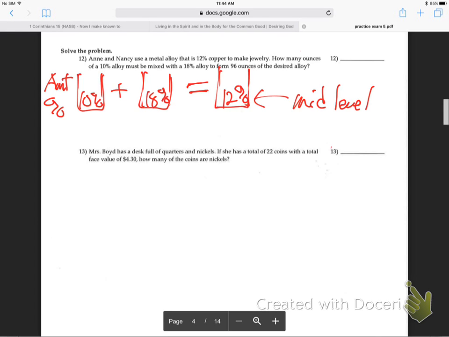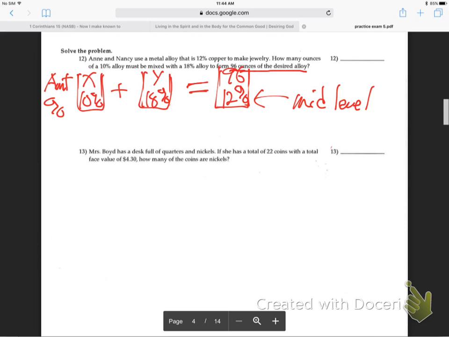Now, is there any other number they're giving me? 96. Where is that? Oh, there it is: 96 ounces of the desired alloy. That goes at the end. It's what we desire to make. So what goes in the other two spots? X and Y. Remember, there are always X and Y in those first two spots. Now I have two letters. What does that mean I need? Two equations. If you have two letters, you've got to get two equations.